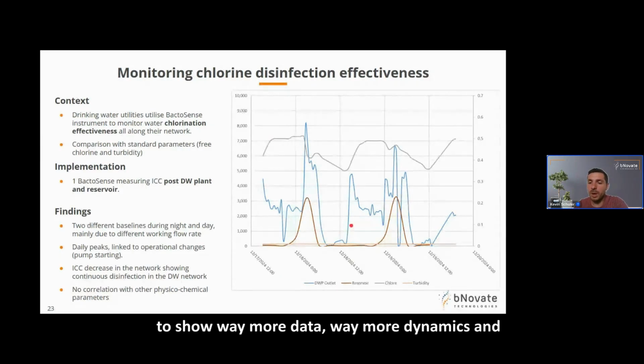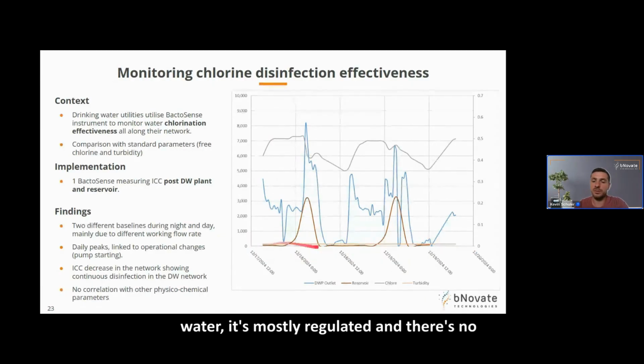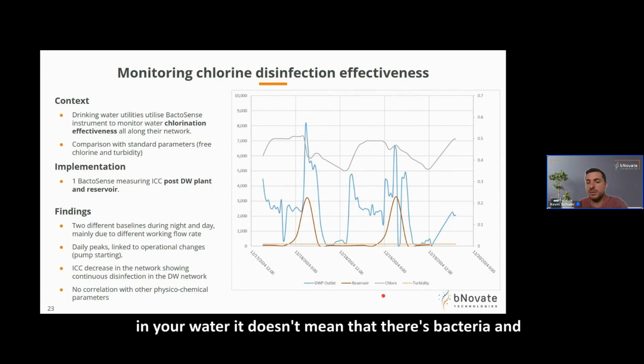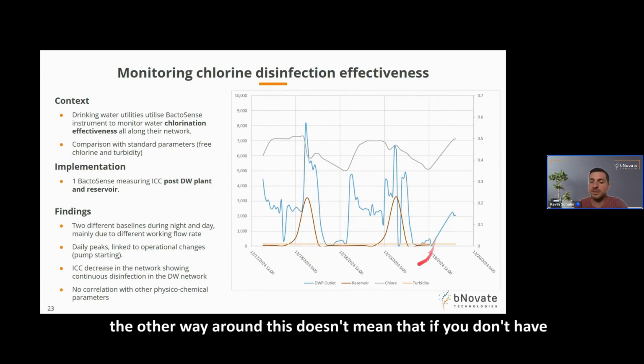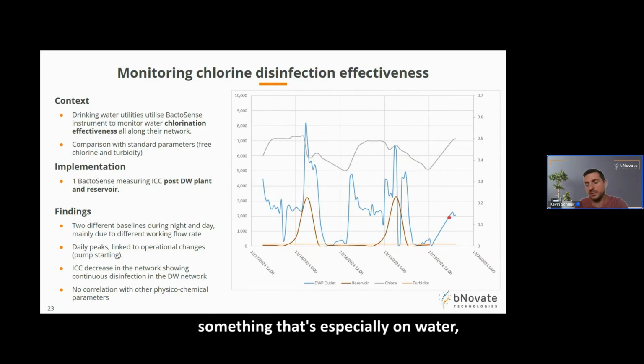What we have from there is that, compared to other standard physical-chemical parameters, we were able to show way more data, way more dynamics and insights. Especially if you compare with turbidity, you can see it was pretty flat over the day, because it's drinking water, it's mostly regulated, and there's no correlation in the end. If there's turbidity in your water, it doesn't mean that there's bacteria, and the other way around. It doesn't mean that if you don't have turbidity, you don't have any bacteria in your water. That's something people tend to compare shortly, especially on raw water.